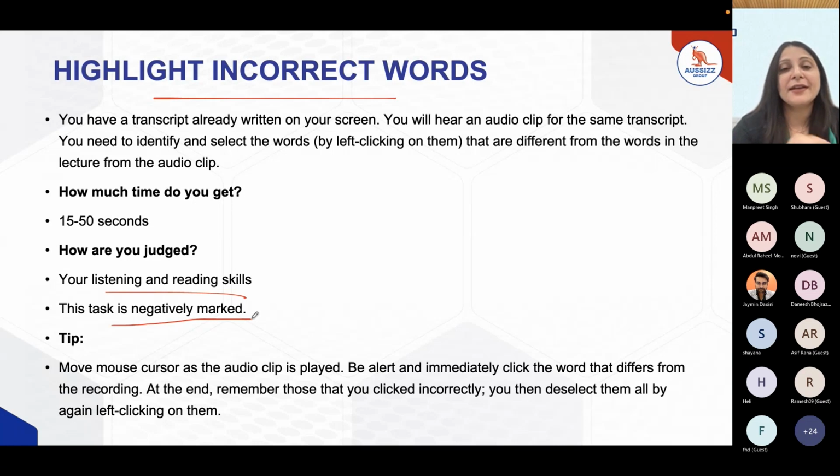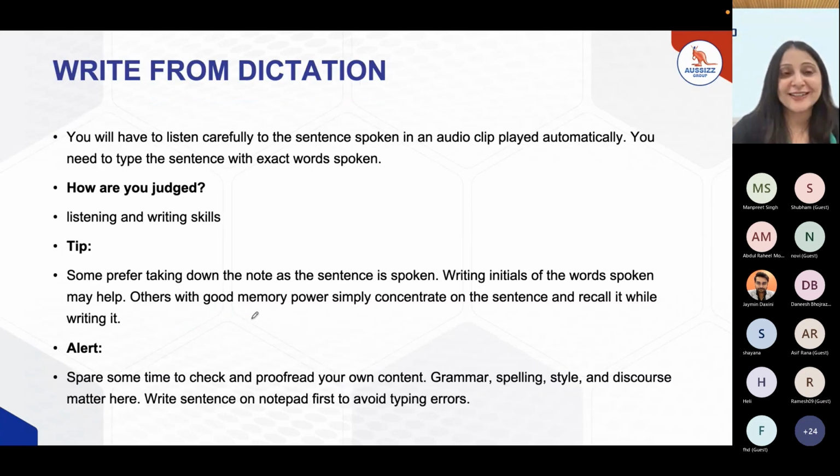Whatever you hear differently, click on them and that will highlight the incorrect word. Last but not the least, most important, if you miss any question of Write from Dictation, 79 plus is difficult. So make sure you do time management.